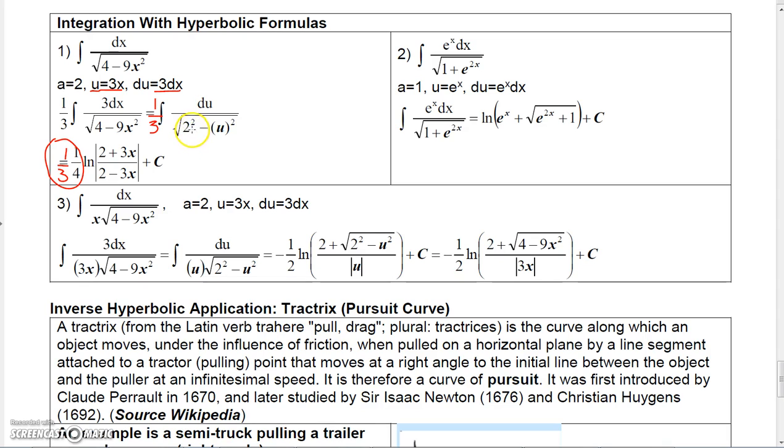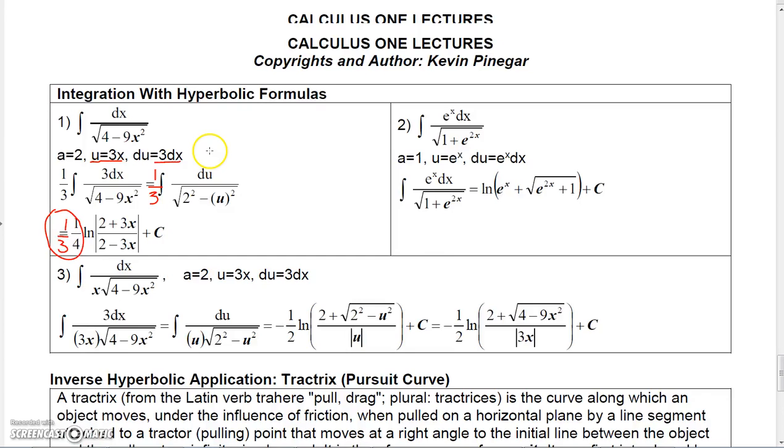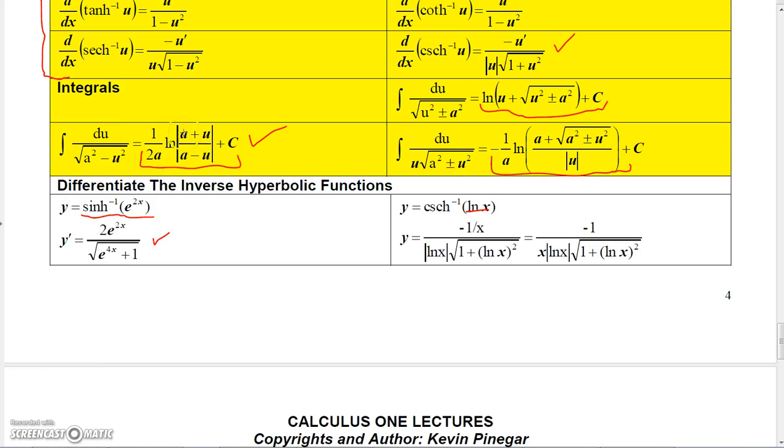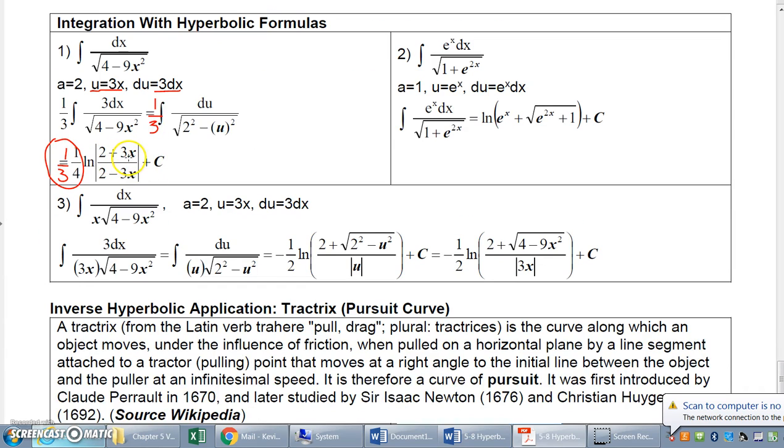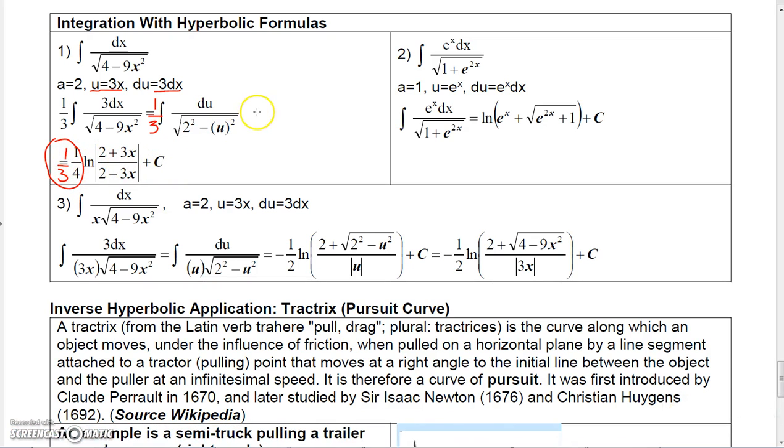Alright, now I have the natural log of a plus u over a minus u, right? Isn't that what it says? Natural log of a plus u over a minus u. Well, a is 2, u is 3x, so that's a plus u. There's a minus u, and then plus a constant. So it's going to be 1/12 times this natural log plus a constant. So there we go. Fixed it.